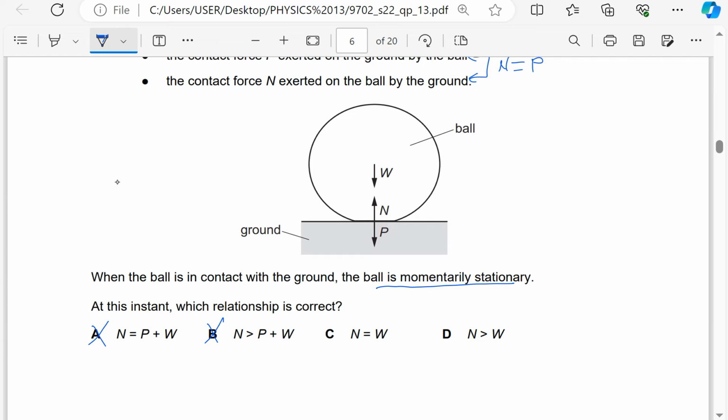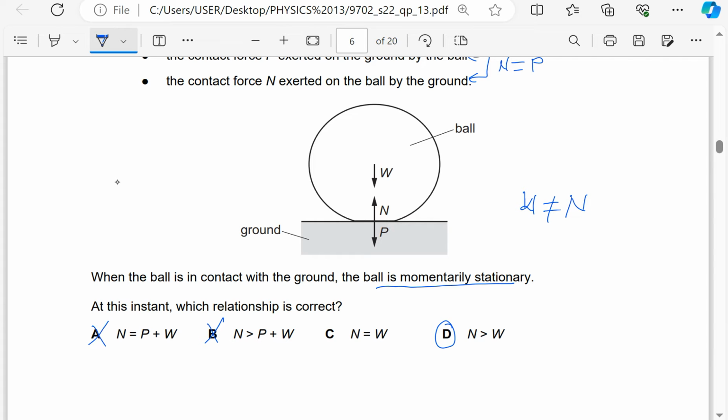So we cannot say that N equals W. That is not going to be true. N cannot be equal to W, but we can say N is greater than W. Remember, W is the force on the ball from the center of the earth, and this force is not equal to N.